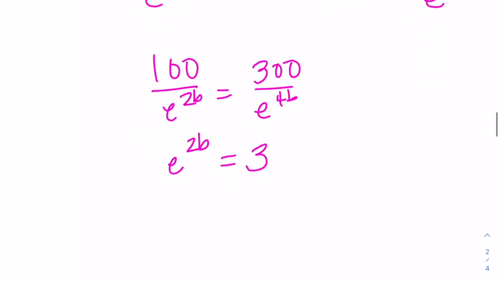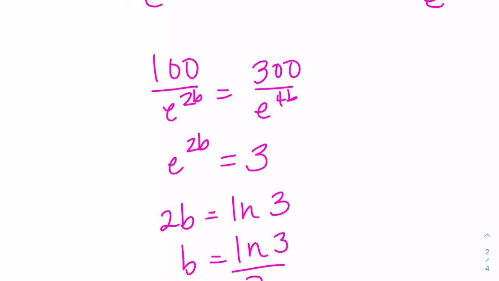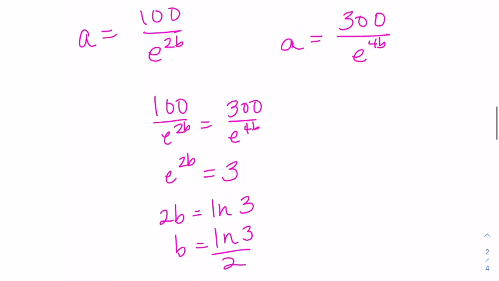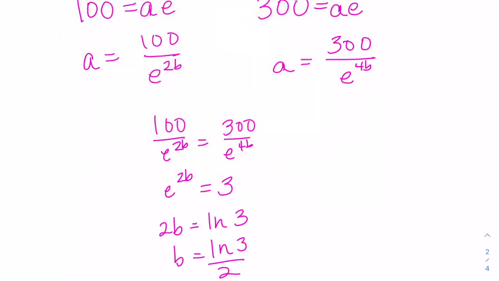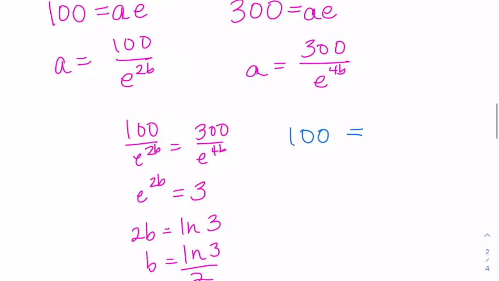Now at this point, we want to make sure we use a natural log and take the natural log of both sides. So we'll get 2b equals the natural log of 3, and b equals natural log of 3 over 2. Now we have one variable and we just have to solve for the other. So I'm going to plug this in. Either equation is fine. I'll use the first one. So 100 equals a times e to the 2 times natural log of 3 over 2. Well, that's going to simplify.